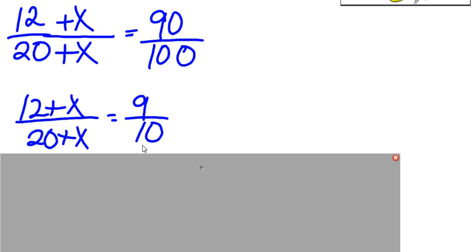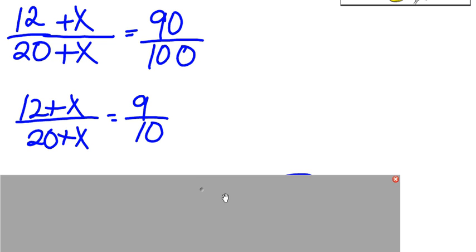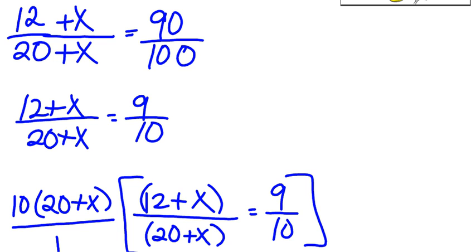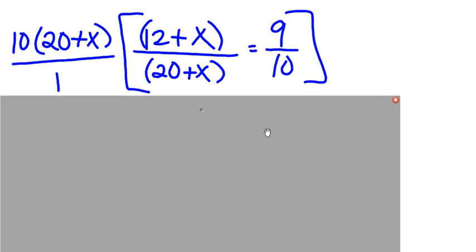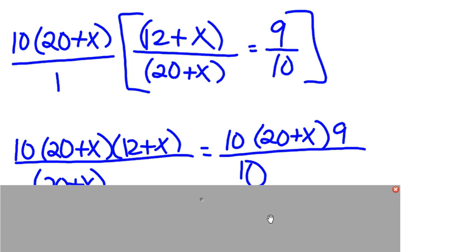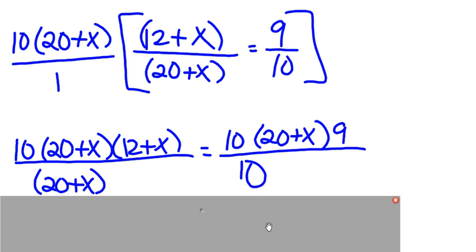So again, we want to find our lowest common denominator. So we know we'll need a 10 and a 20 plus x. That would be what we're going to multiply our equation by. Again, we multiply across to both sides of the equation.